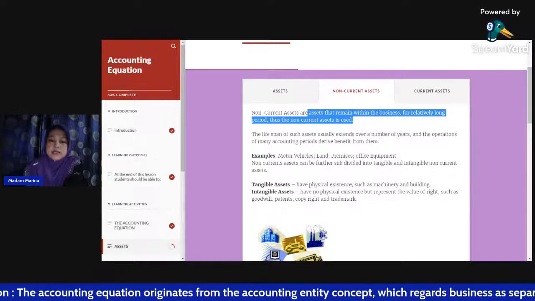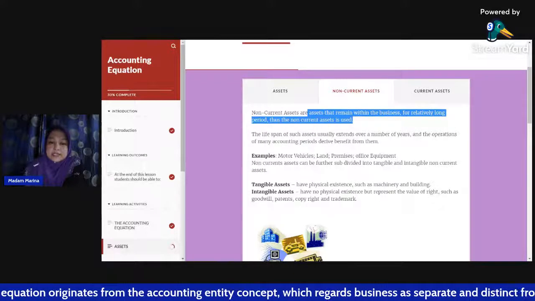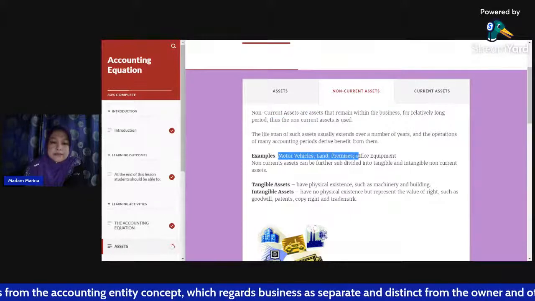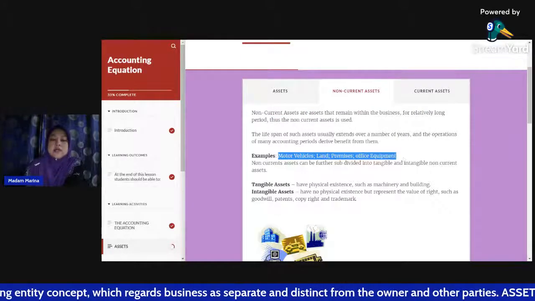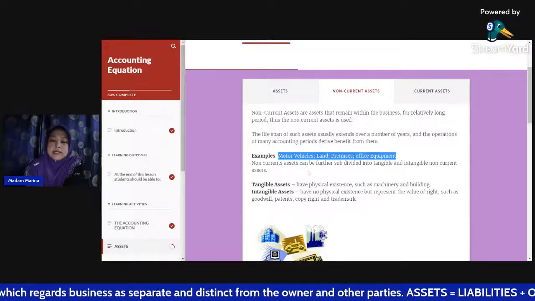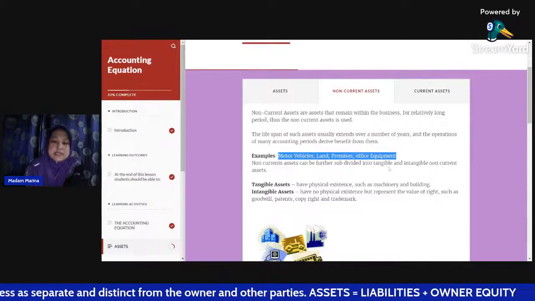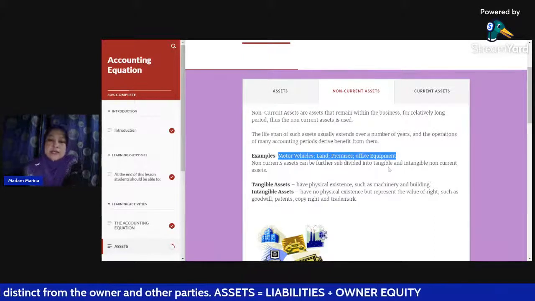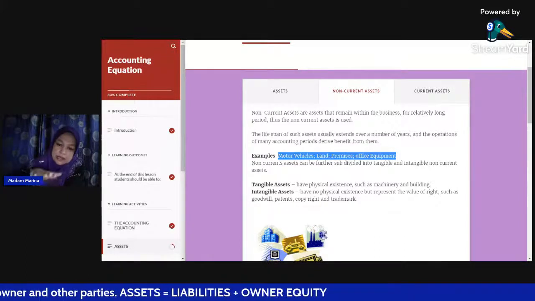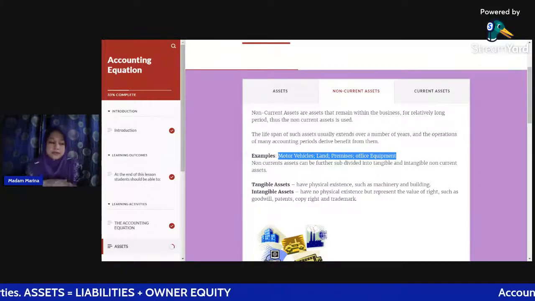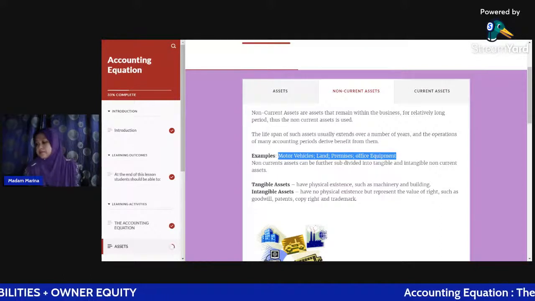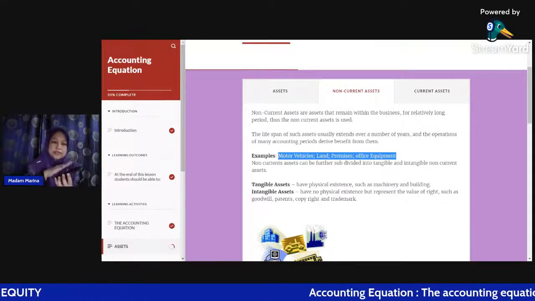Okay, example, what is the example of non-current asset? Motor vehicles, land, premise, office equipment. Non-current asset can be further subdivided into tangible and intangible non-current asset. Tangible means we can touch the asset. Okay, for example, handphone, we can touch this handphone.